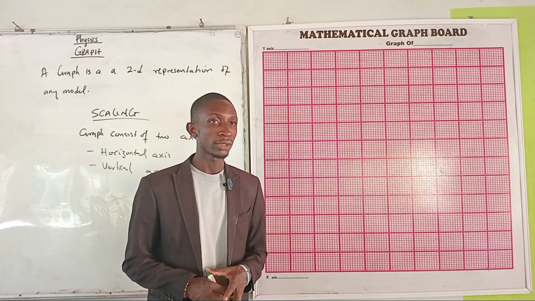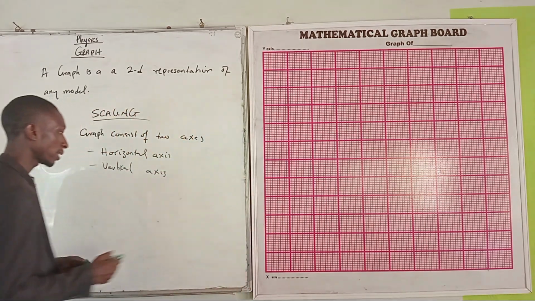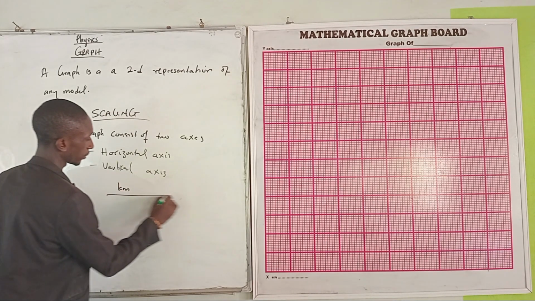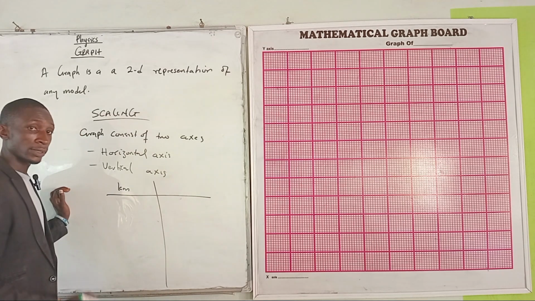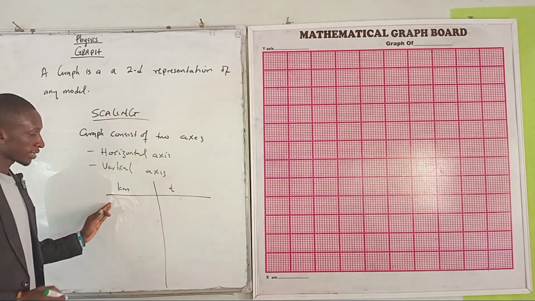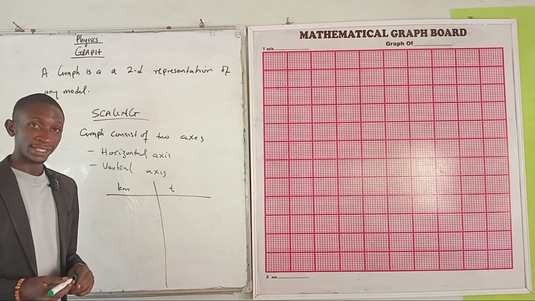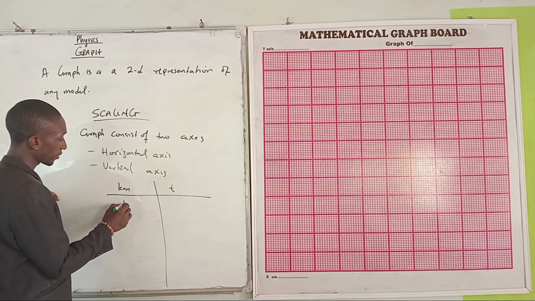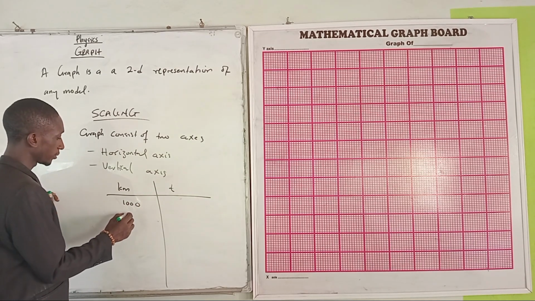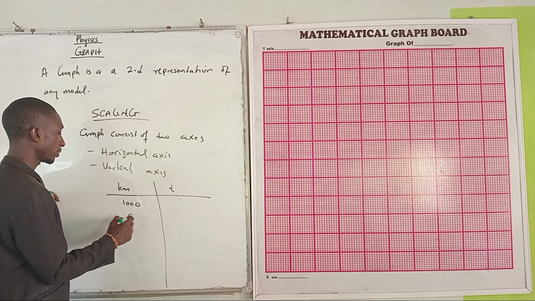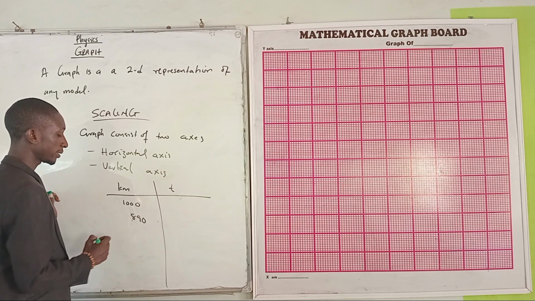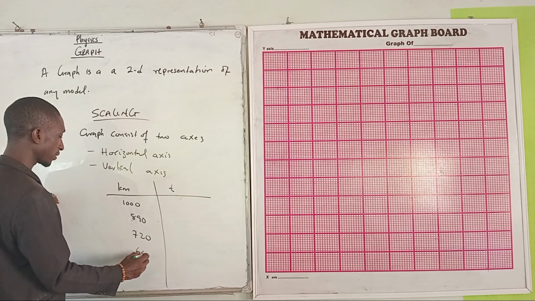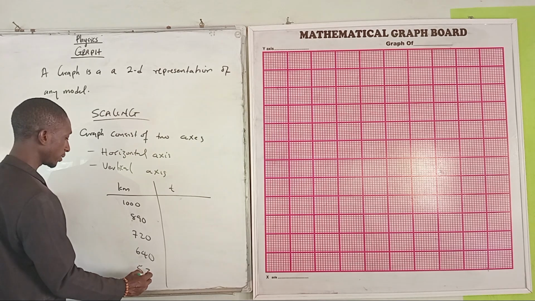Take for instance, now I want to plot a graph. Let's just do an instance. So let's assume I want to plot kilometer against time. So this is distance against time. The graph of distance against time gives us velocity. And the maximum I have here is 1,000. Then probably maybe let's say 890 kilometers. And I have maybe 720. And let's say I have 640. And I have 530.